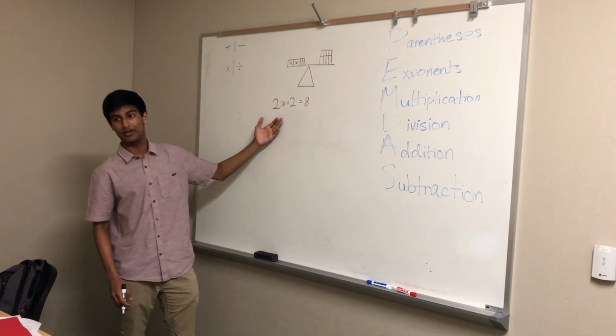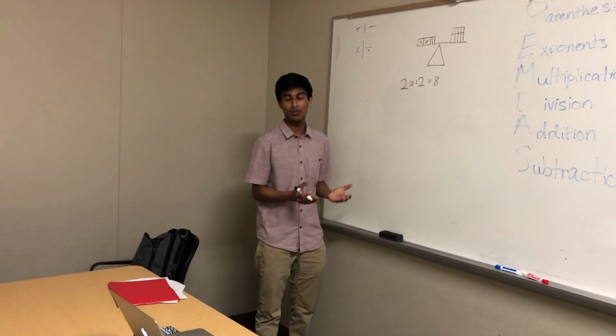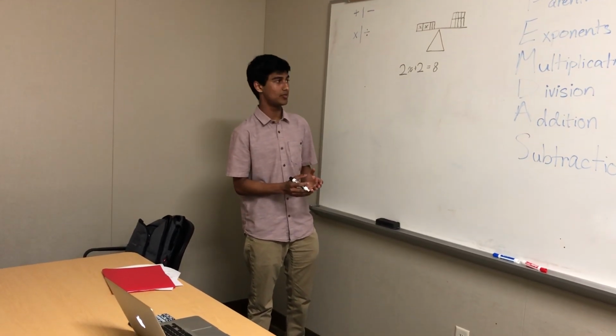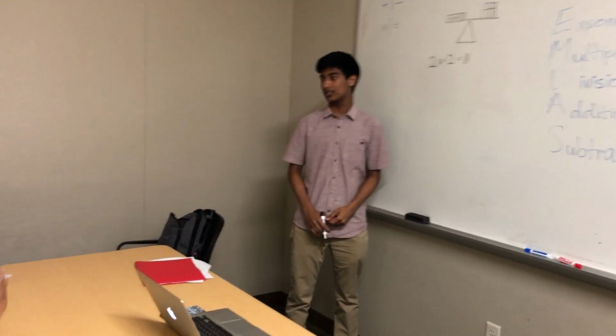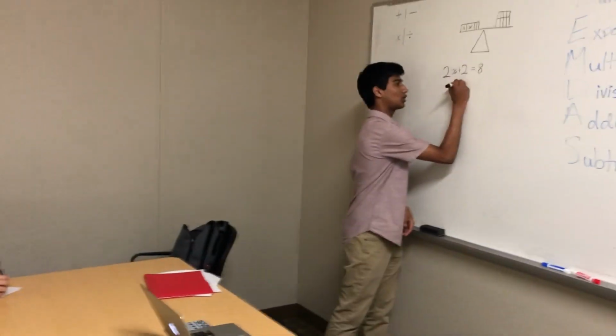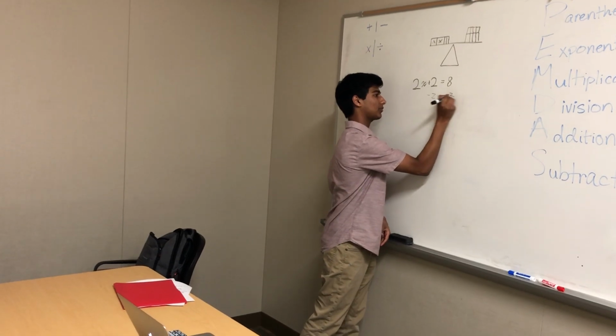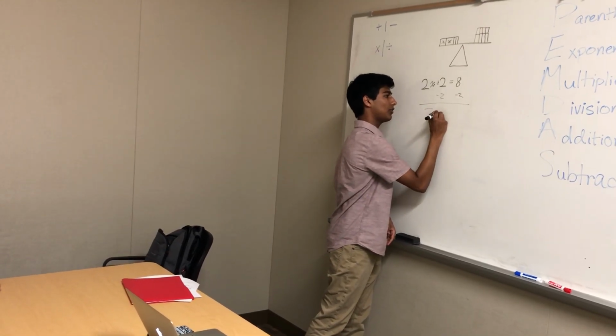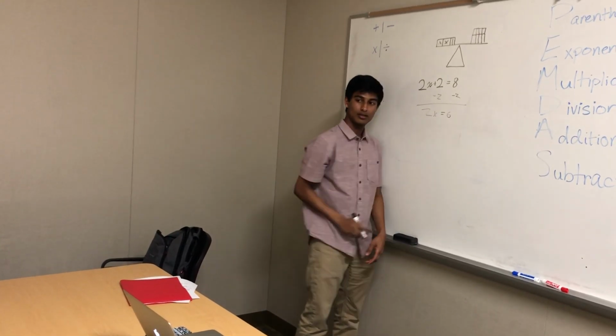In here, what's being added or subtracted? Aditya? 2. Yeah, correct. So since 2 is being added, the first thing we need to do is eliminate 2 from both sides. What's the inverse operation of adding 2? Athol? Subtracting 2. Correct. So if we subtract 2 from both sides, we get 2x is equal to 6.